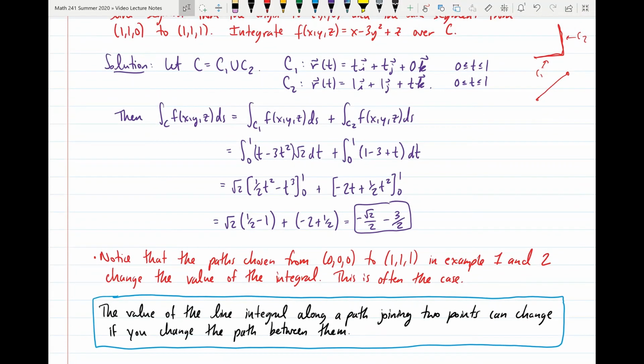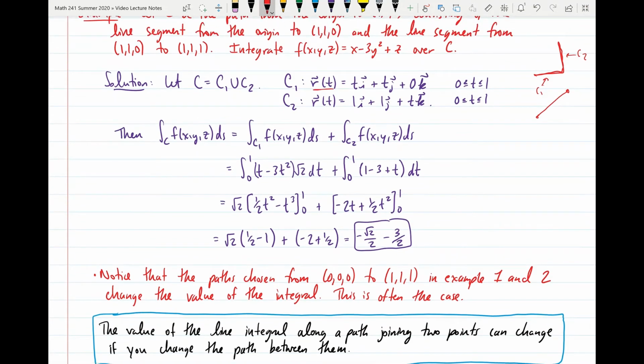So if we're looking over the first curve, we get the integral from 0 to 1 of t minus 3t squared. So here we're taking our parameterization r of t up here, and we're plugging it into the function f of x, y, z. And this gives us a t minus 3t squared, and the magnitude of the velocity is going to be the square root of 2 in this case.